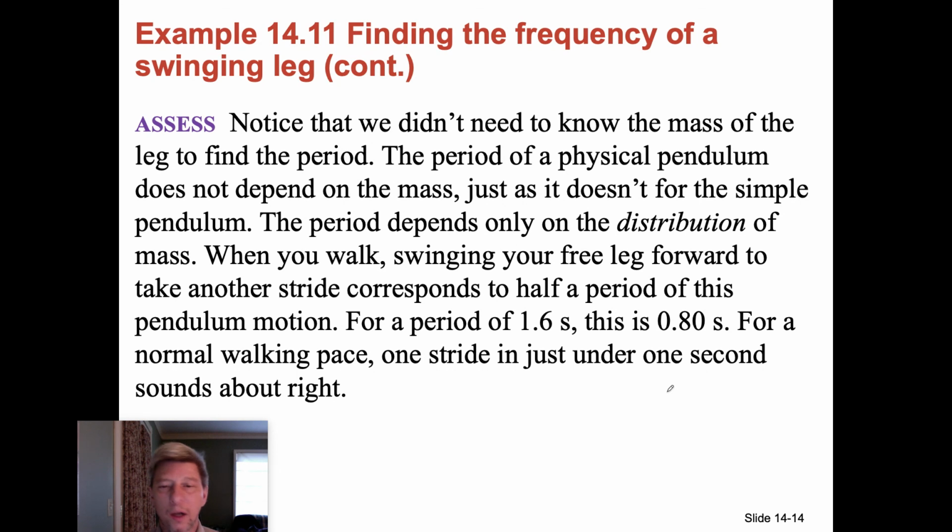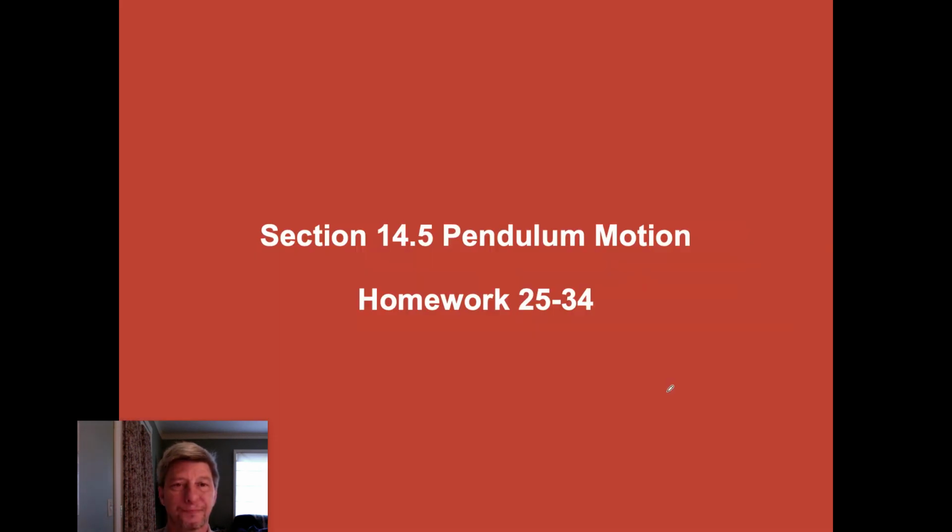So when you walk, swinging your free leg forward to take another stride corresponds to half of the period of this pendulum motion. For a period of 1.6 seconds, this is 0.80 seconds. And so for a normal walking pace, one stride in just under 1 second sounds about reasonable.